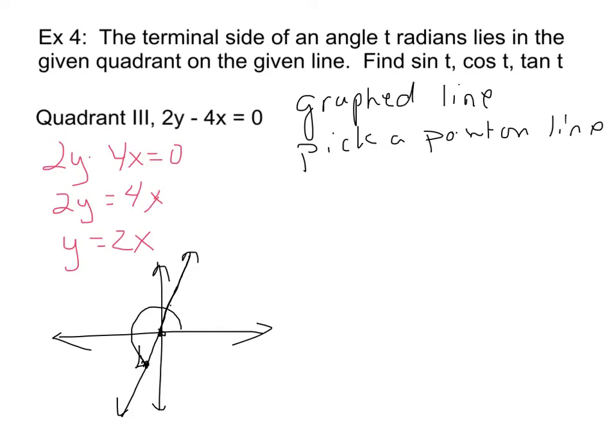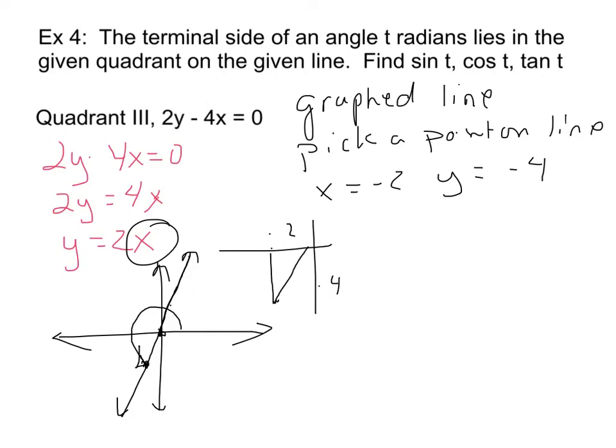So if I let x is equal to negative 2, y is equal to negative 4, because I plugged negative 2 in here and get negative 4, I can draw my triangle. So I went this way, negative 2, this way, negative 4. The point is here. So this is negative 4 also. So the hypotenuse, or r, is the square root of 2 squared plus 4 squared. Well, it's really negative 2 squared and negative 4 squared. So what's that? 4 plus 16 is 20, which is 2 root 5.